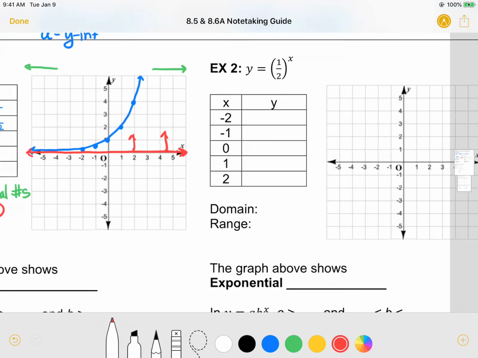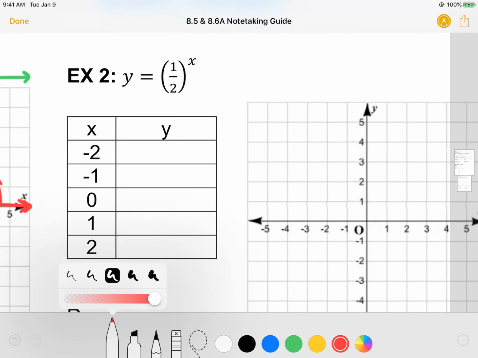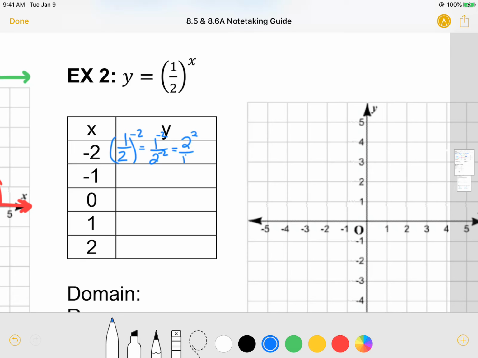Okay, let's go ahead and jump into this next graph. Again, we're going to start off with a table. So what we're going to do is we're going to start by plugging in the point -2. So 1/2 to the -2 power. Okay, so we're going to rewrite by distributing our exponents, and then we are going to simplify. We don't want any negative exponents, so we're going to flip those guys around. Okay? So 2 squared over 1 squared, and that's going to give us 4.